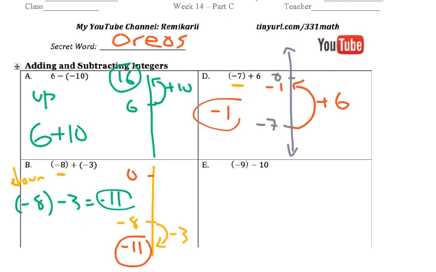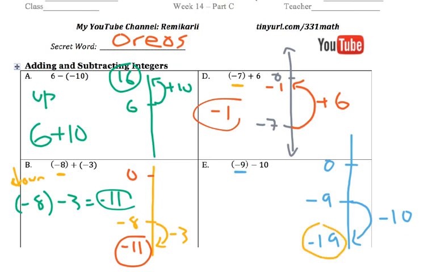Alright, and then for E, it says negative 9 minus 10. Again, I remember that that starting number is the starting point. So it's like we're starting 9 floors in the basement. And then, since we're subtracting, we're going to go down. So we're actually just going to go, it's like we're going 10 floors deeper. And if you do that, you should end up at negative 19 because you got farther away from 0.